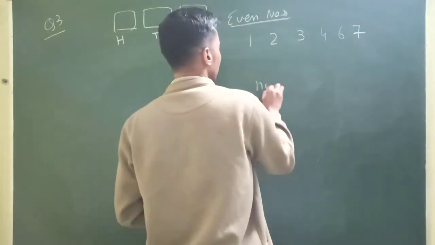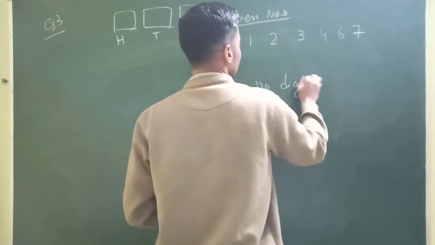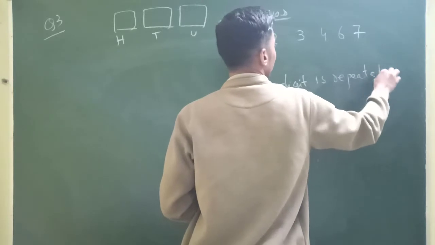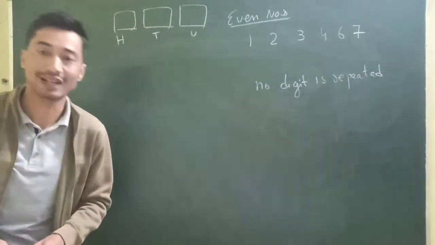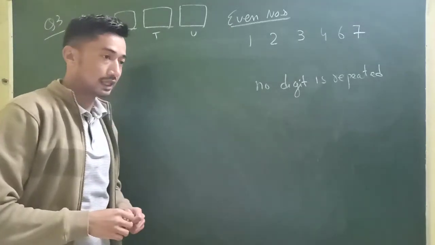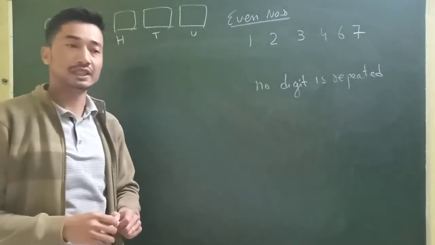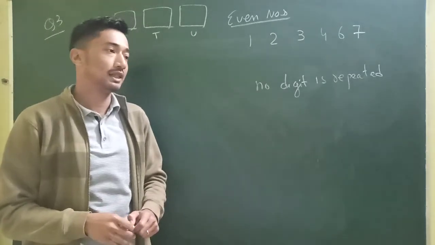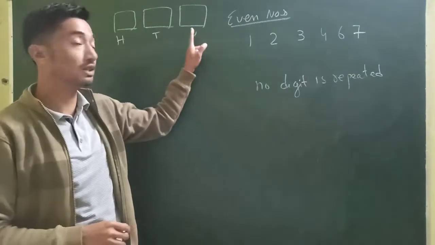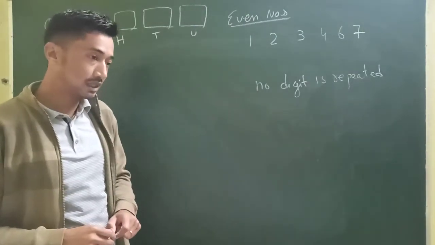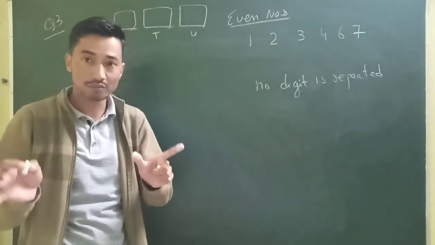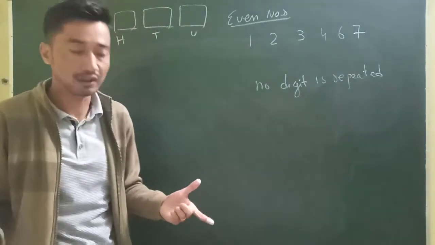Another condition is like no digit is repeated. So again, repetition is not allowed. No problem. Now, for a 3-digit number to be an even number, there's only one restriction where we have to be careful. That is the last units place digit. The last units place digit should end with an even number for that 3-digit number to be an even number. Simple as that.